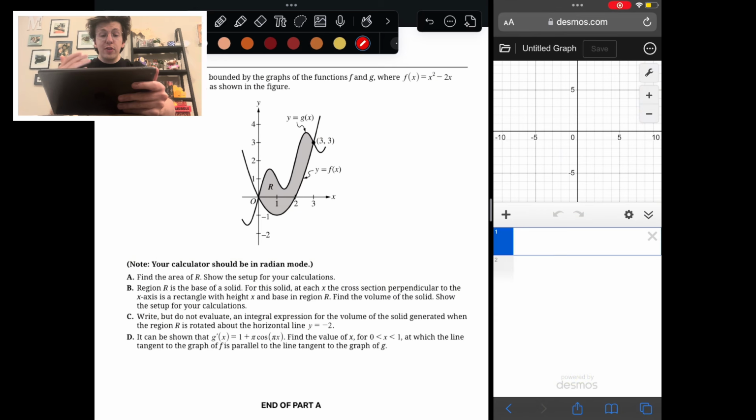All right, so let's talk about this. Our question is number 2. Again, this is a graph and calculator for the AB portion. The shaded region R is bounded by the graphs of the functions f and g, where f of x is x squared minus 2x, and g of x is equal to x plus sine of pi over x, as shown in the figure.